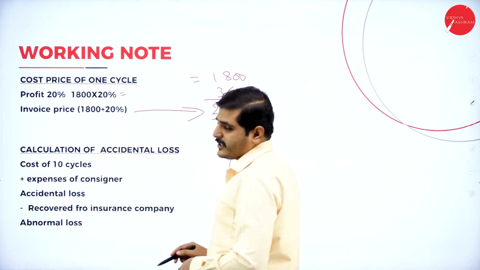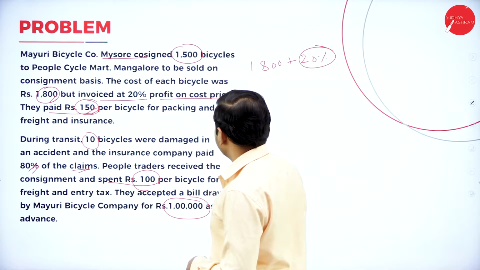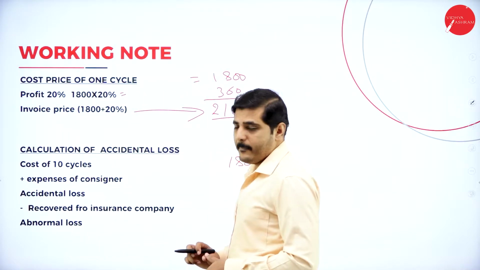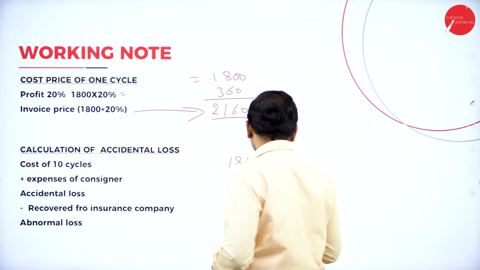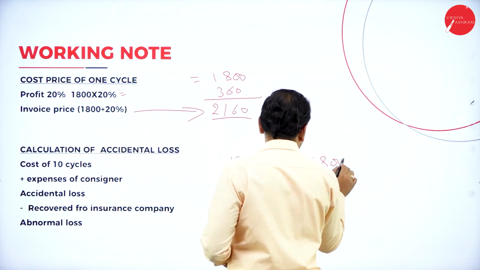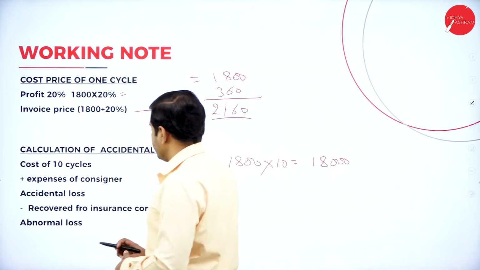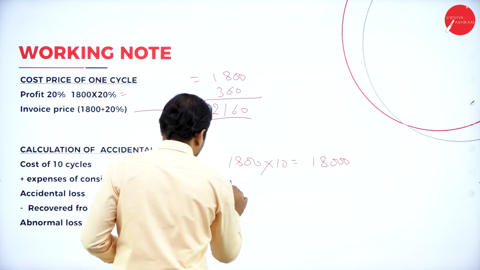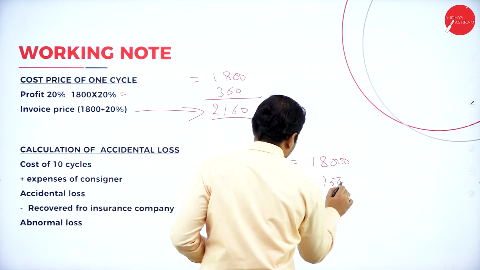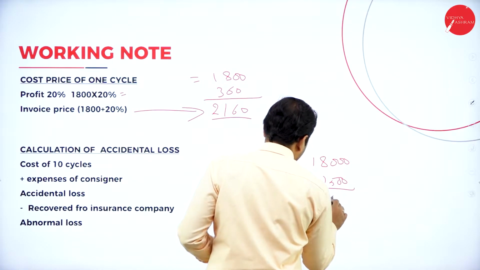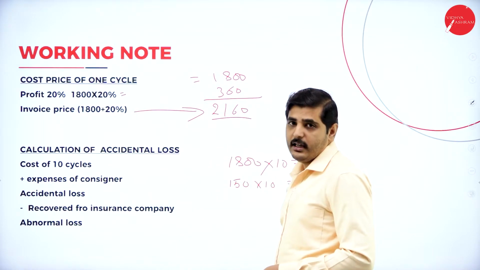1,800 per bicycle. Add expenses of the consignor. What is the expense of the consignor here? He has spent 1,800 per bicycle into how many cycles we lost? 10 cycles equals 18,000, the actual cost of the 10 bicycles. Next, add expense of the consignor. So 150 rupees he has spent into 10 bicycles equals 1,500. If you add it, it is 19,500. 19,500 is the accidental loss.